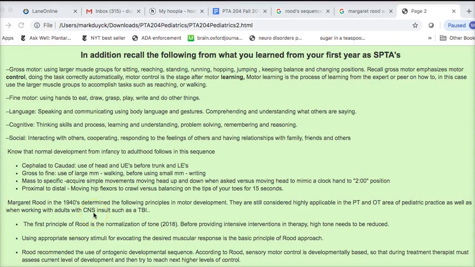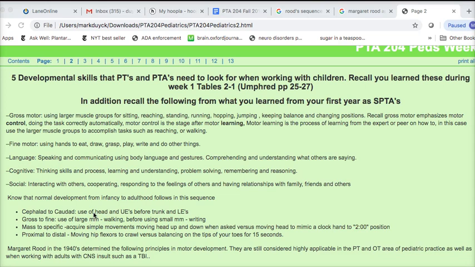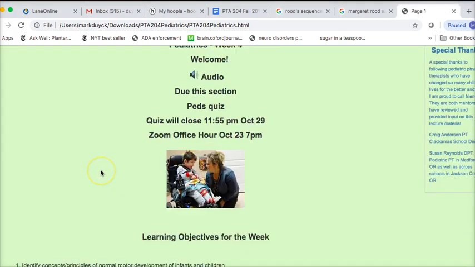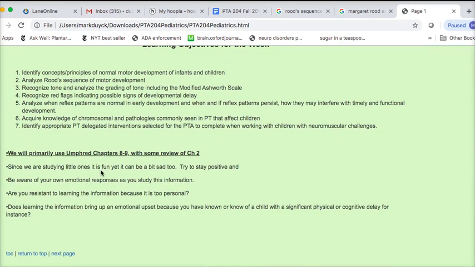I wanted to spend a little bit of time talking about Margaret Rood and her approach. This was one of our objectives for the week, and the textbook doesn't use or weave in Rood's approach, particularly Umphred, but it does not specifically cite Dr. Rood's sequence of motor development, or Margaret Rood's, which is objective 2 for the week.